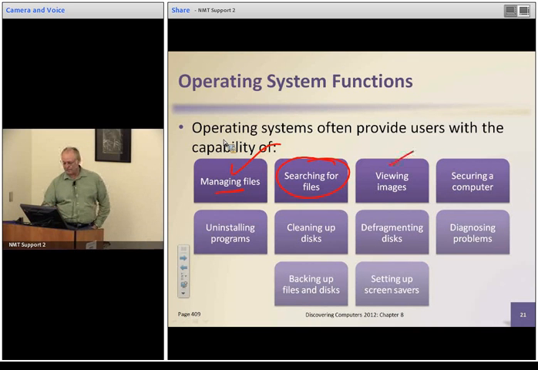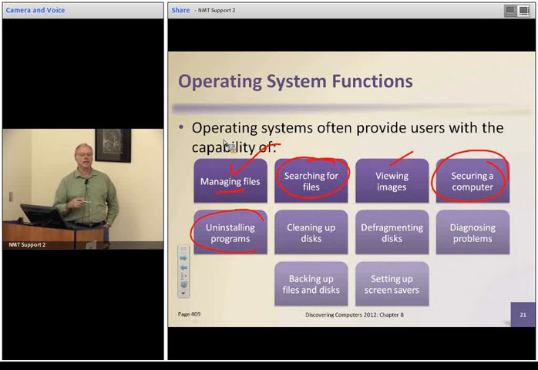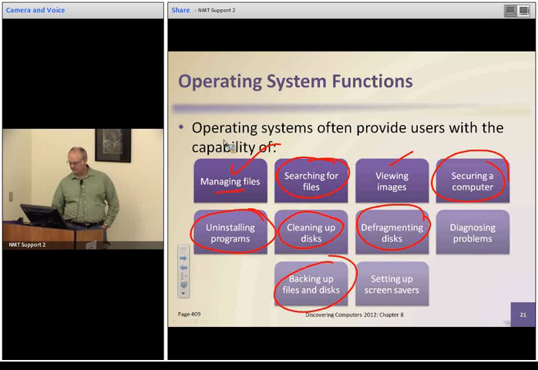And then, of course, looking at images, security, installing and uninstalling programs, cleaning up disks. There's all kinds of temporary data and garbage, I call it, that gets put out there, and it just never goes away unless you tell the operating system, clean up all that stuff you're not using and give it back to me. And you can do that too. Defragmenting and backup and recovery. So let's take a look at these.